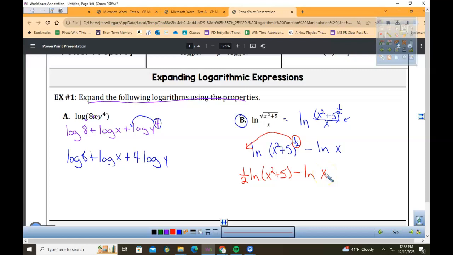I'm done. We can't simplify this one right here because adding is not one of our rules. We can only do it for multiplying, dividing, or a power. That one I can't simplify anymore. I can't break it into pieces. All right, that's good that we can do that. Let's see if we can go in reverse.